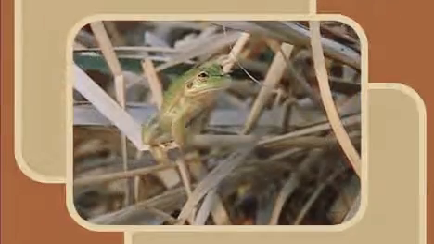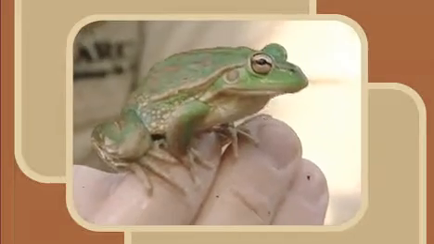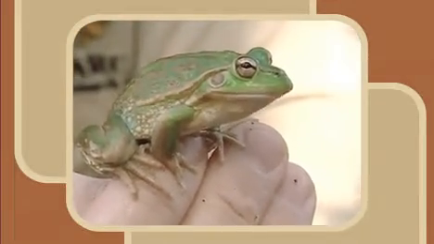These growling grass frogs were here in their millions, hundreds of millions of them probably living in Melbourne, and they have disappeared very, very dramatically.